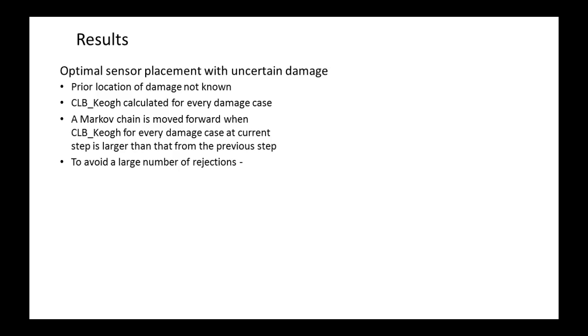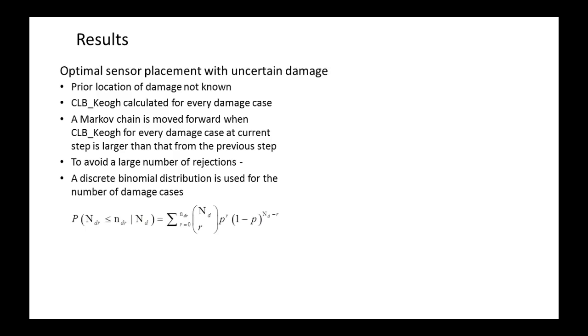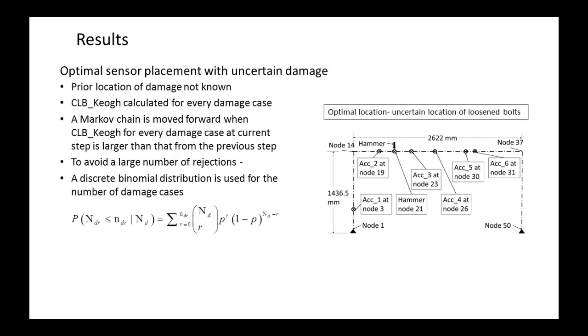To avoid that large number of rejections, we used a binary distribution. We said not all 10 damage cases need to be satisfied, only a few of the damage cases. How many damage cases? That we can identify for a given probability. You use the discrete binary distribution to find the number of damage cases that need to be satisfied. Based on that, we found the optimal location when there is no knowledge about the location of the bolts. So we found the optimal location of the sensors.